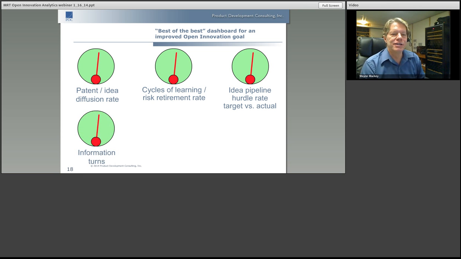Information turns, I already discussed briefly. Information turns, as I mentioned, is what I think is one of the best metrics out there. It's somewhat complicated to set up, but once it's set up, you can use it to annihilate your competition that doesn't measure it. Listening posts, the network breadth.